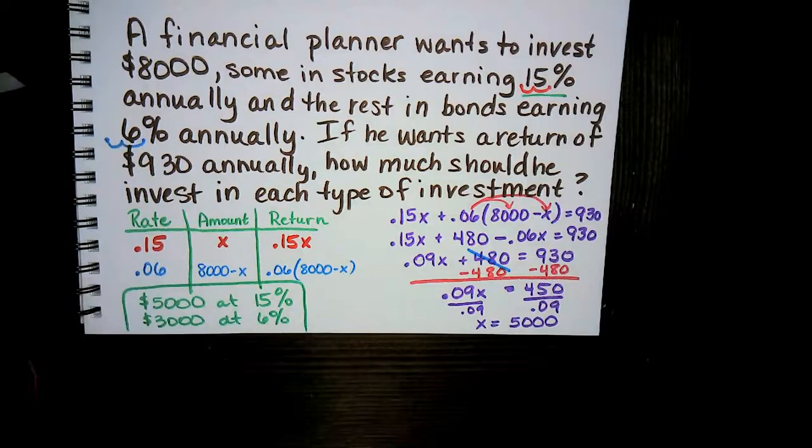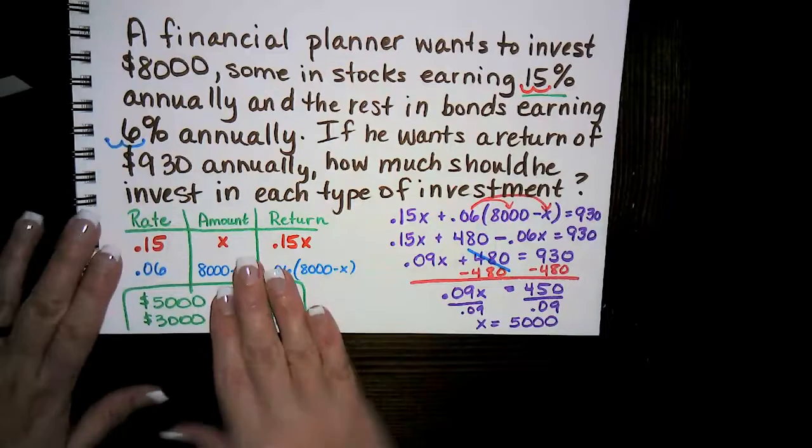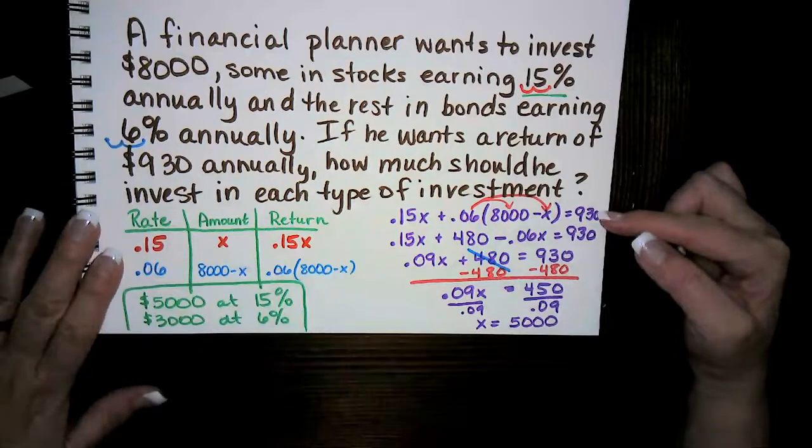So I hope this helps you. This is a very common problem where you have two different types of rates going on. You may see it with some kinds of mixtures. I hope this helps you with the chart to organize the information to get you to that equation.